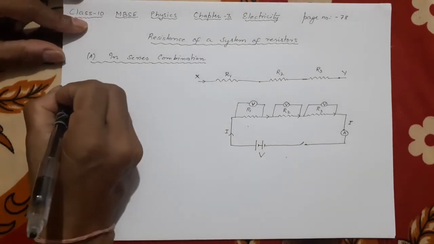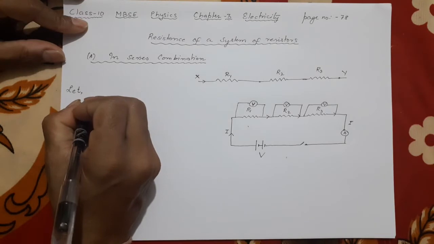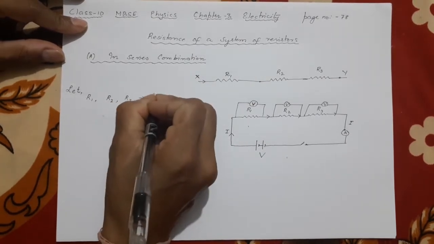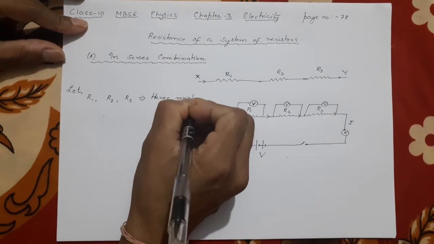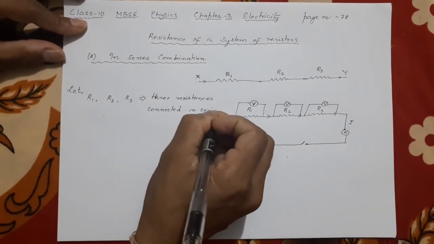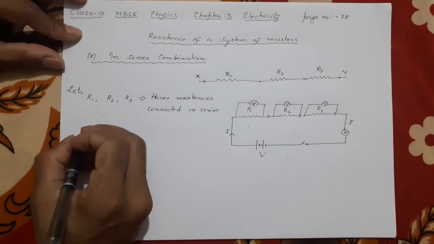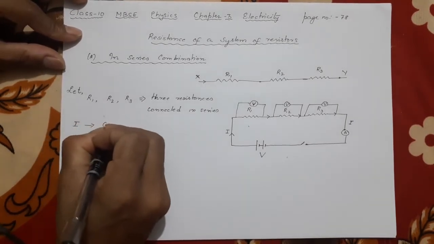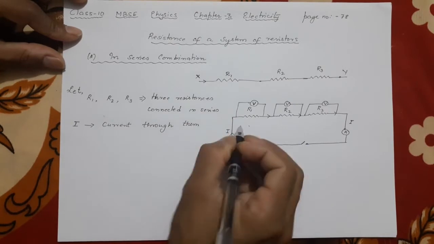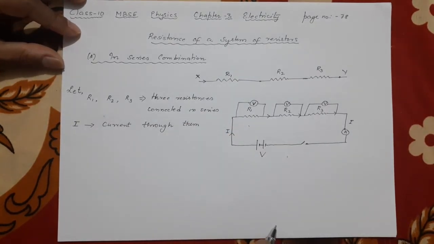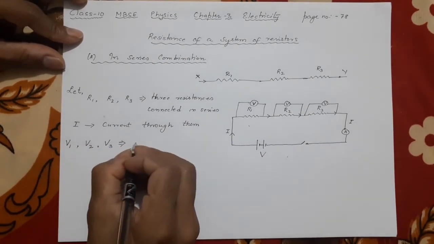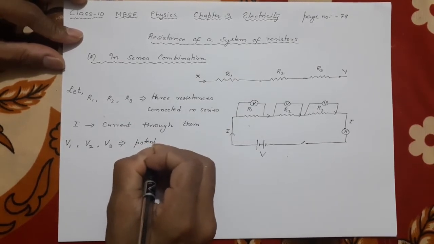Now let me write. Let R1, R2, R3 be three resistances connected in series. You have connected them here, right? Next, let I be the current through them. Them means R1, R2, R3. The same current is passing through. Now, V1, V2 and V3, what are they? They are the potential differences. You can also write voltage, but I'll write potential difference.